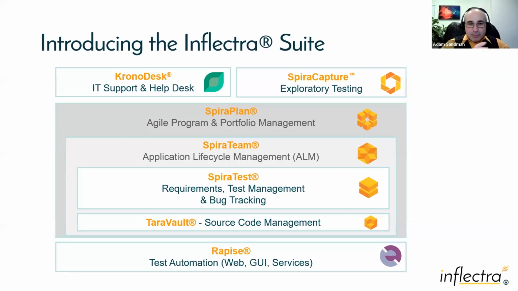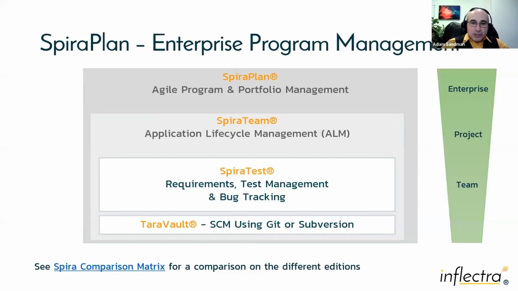First of all, SpiraPlan is part of the Inflectra suite. We've talked about and demoed some of the other products in previous webinars, but SpiraPlan is really the core system that we have. SpiraTest and SpiraTeam are actually subsets of SpiraPlan. They're just sub-versions for smaller units. Rapise is our automation tool, and then Chronodesk and SpiraCapture are basically add-ons that go with it. So really, SpiraPlan is the core of what we offer, and it is ultimately the enterprise version of a suite that started life as our test management tool, SpiraTest.